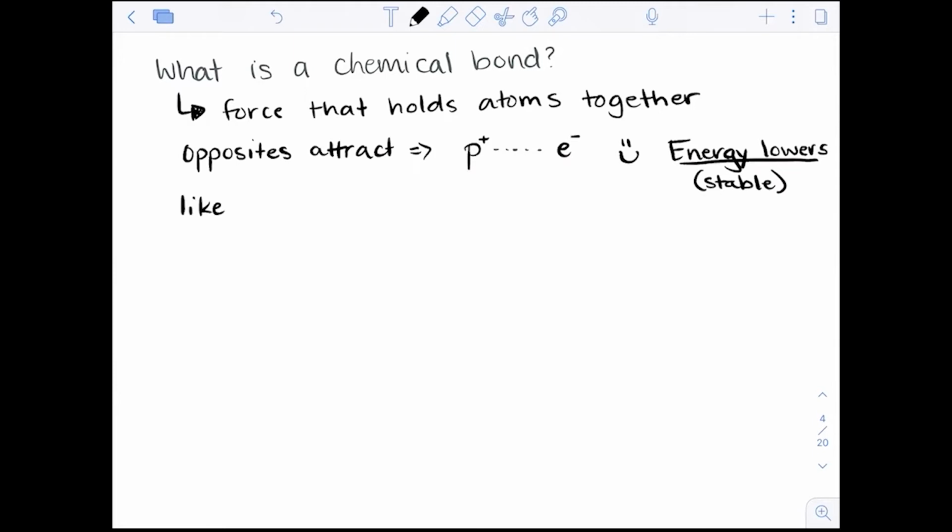Like charges repel. These are things like two protons or two electrons. This is a sad day for us. We don't like being repelled. It's energy raising.